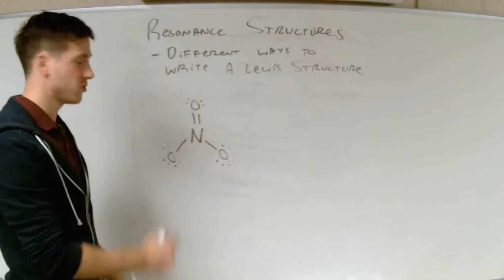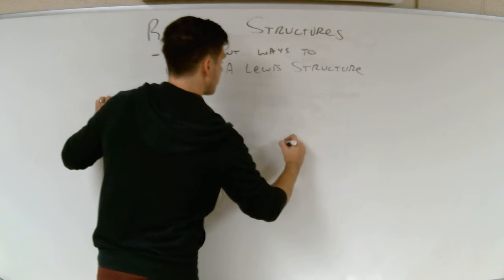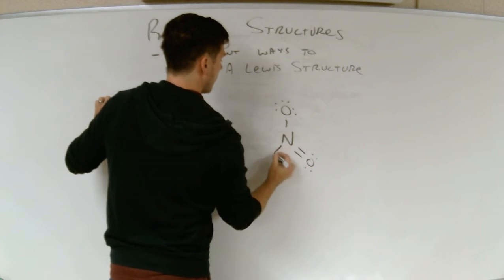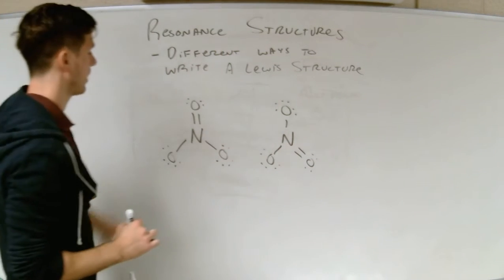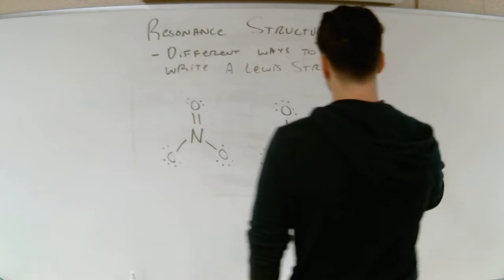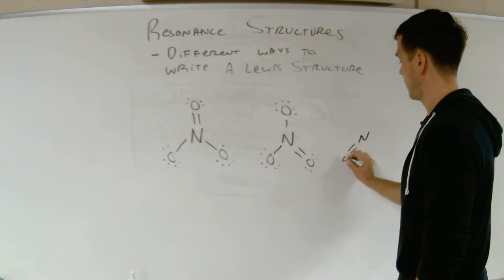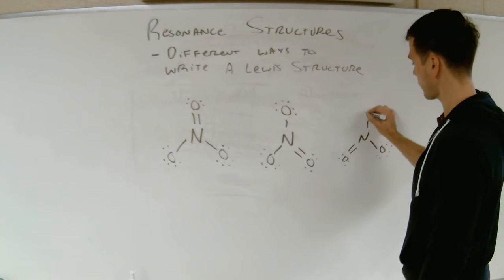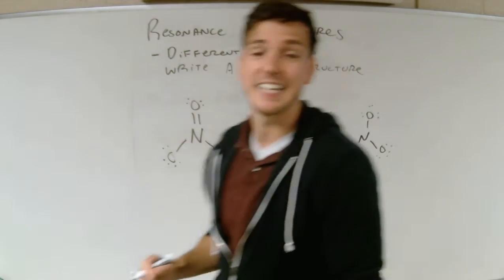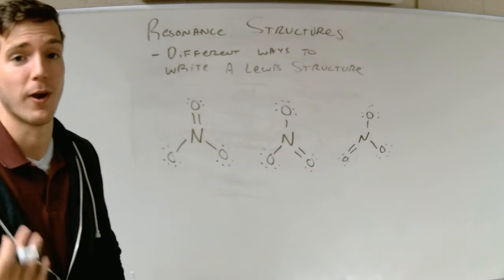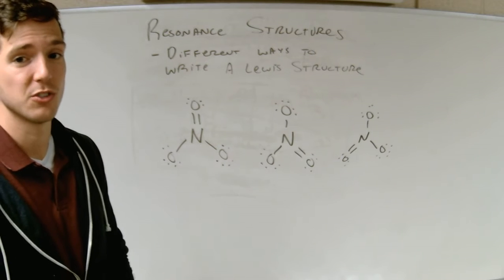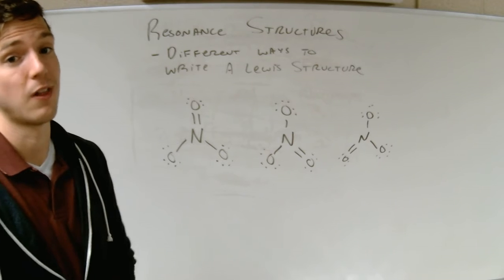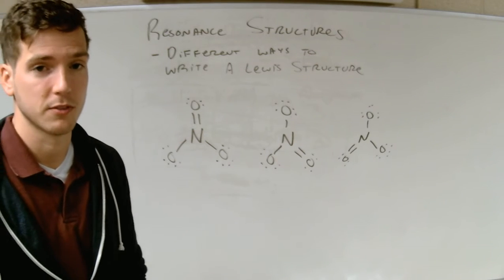Okay, so a resonance structure of this Lewis structure could be this. Another resonance structure of this Lewis structure could be this. In this situation, all of these are right. They're all the best Lewis structure for that molecule. They could be either one. These are resonance structures. You'll learn a lot about this when you take organic chemistry someday.